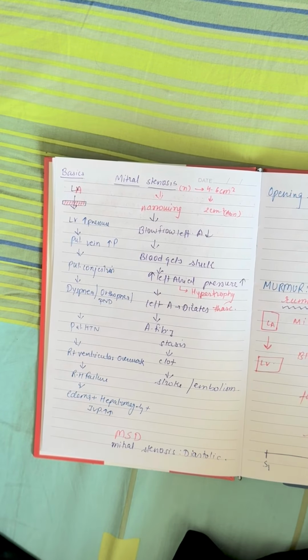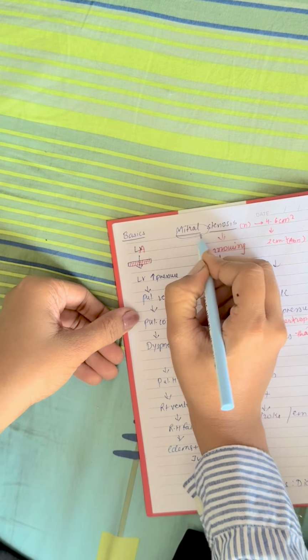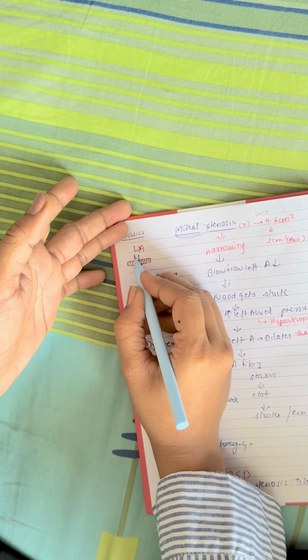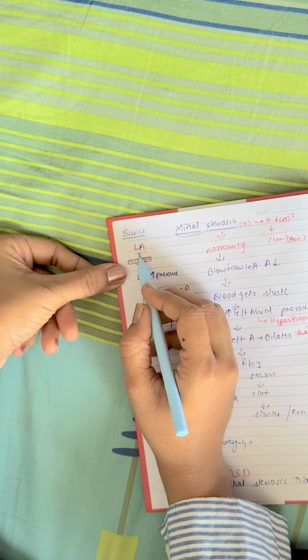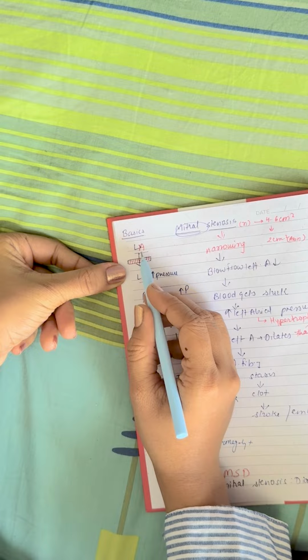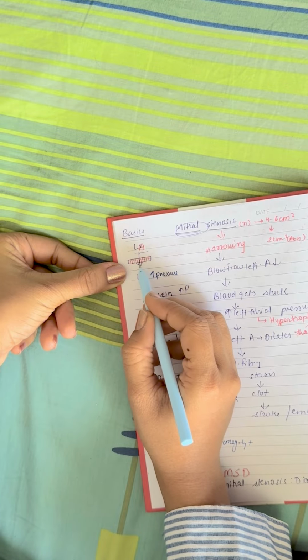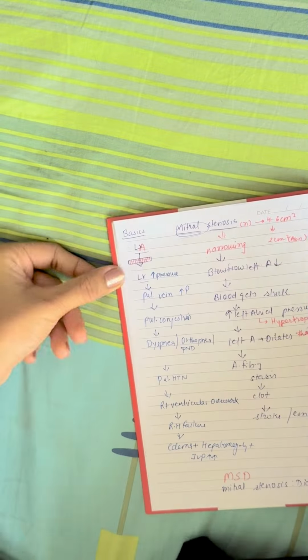So let's do mitral stenosis. First of all, let's start with the basics. Do you know the mitral valve? I know everyone knows what the mitral valve is. The mitral valve is situated between the LA and LV. That is a valve present between the left atrium and left ventricle. When the blood passes from the left atrium to the left ventricle, there is a valve which opens and closes for the smooth transmission of blood.